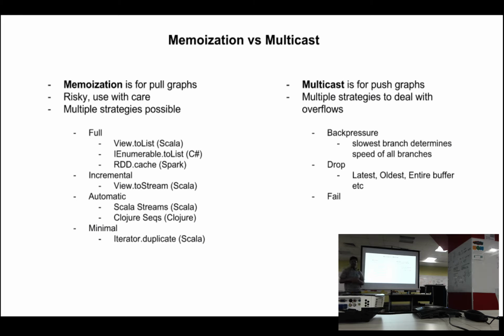Scala streams are the automatic way of doing it, and Clojure sequences also are like that. In my opinion, this is a bit risky way to do it. Program always against automatic memoized sequences. And the minimal is just one library example. For multicast, your option for the cold stream is really back pressure. I mean, you should be able to say upstream that okay, slow down. But if upstream is not cold and you can't back pressure, then the options are basically drop. So some element, either the oldest, the first or the last, or the whole buffer will get dropped, or you can fail the stream if you want.